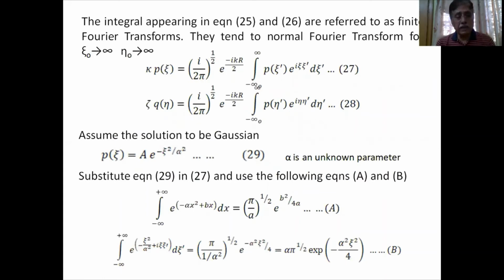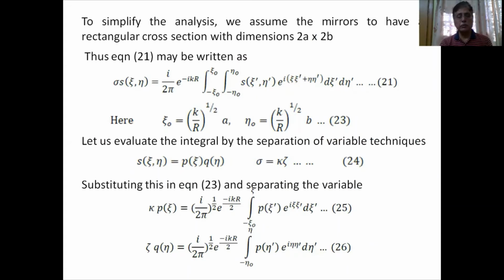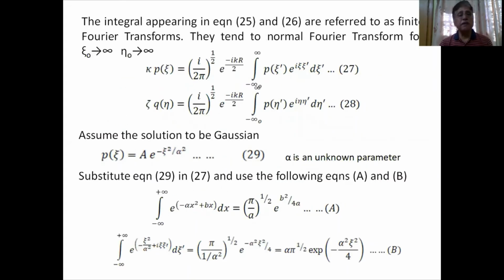Now the integrals appearing in equations 25 and 26 are referred to as finite Fourier transforms. They will tend to the normal Fourier transform for xi naught tending to infinity and eta naught tending to infinity. So the limits of integrals will now change from minus xi naught to plus xi naught to minus infinity to plus infinity, and from minus eta naught to plus eta naught to minus infinity to plus infinity.